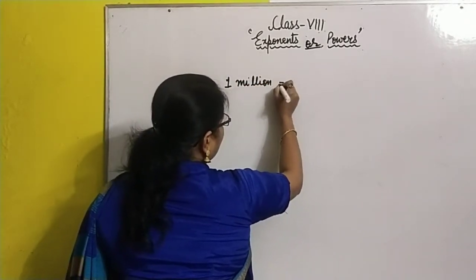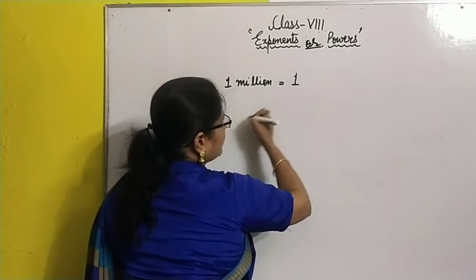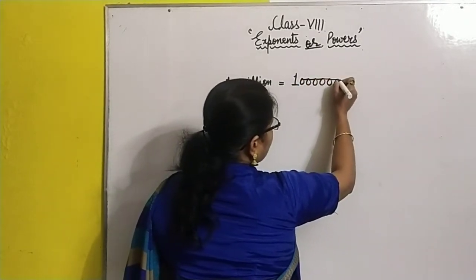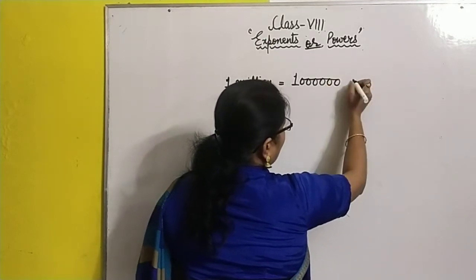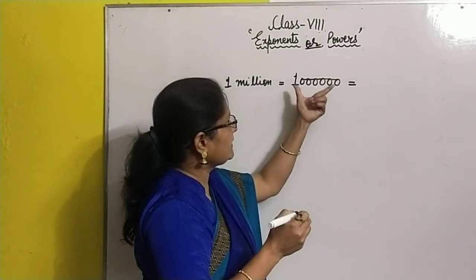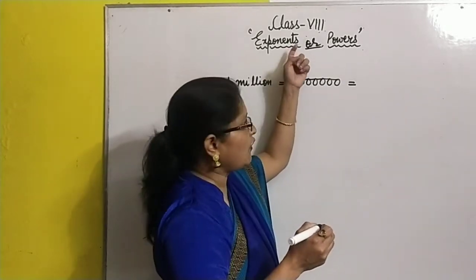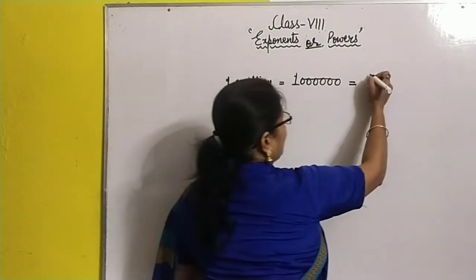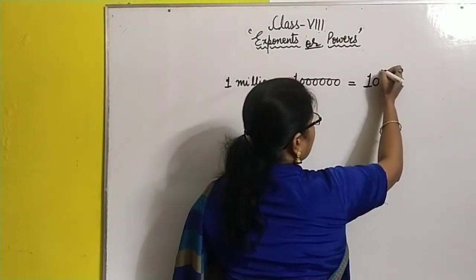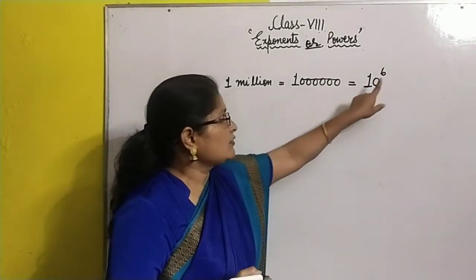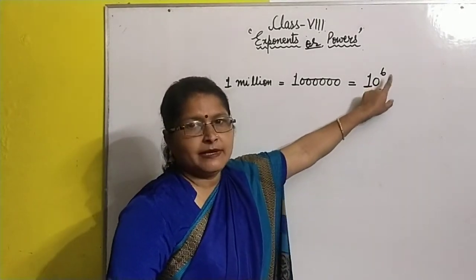1 million means how many zeros will be there? 1, 2, 3, 4, 5, 6. Six zeros are there with 1. If we write it in exponent form, it will be very easy to read the number. I will write this number as 10 raised to the power 6, because 6 zeros are there, so the exponent will be 6.